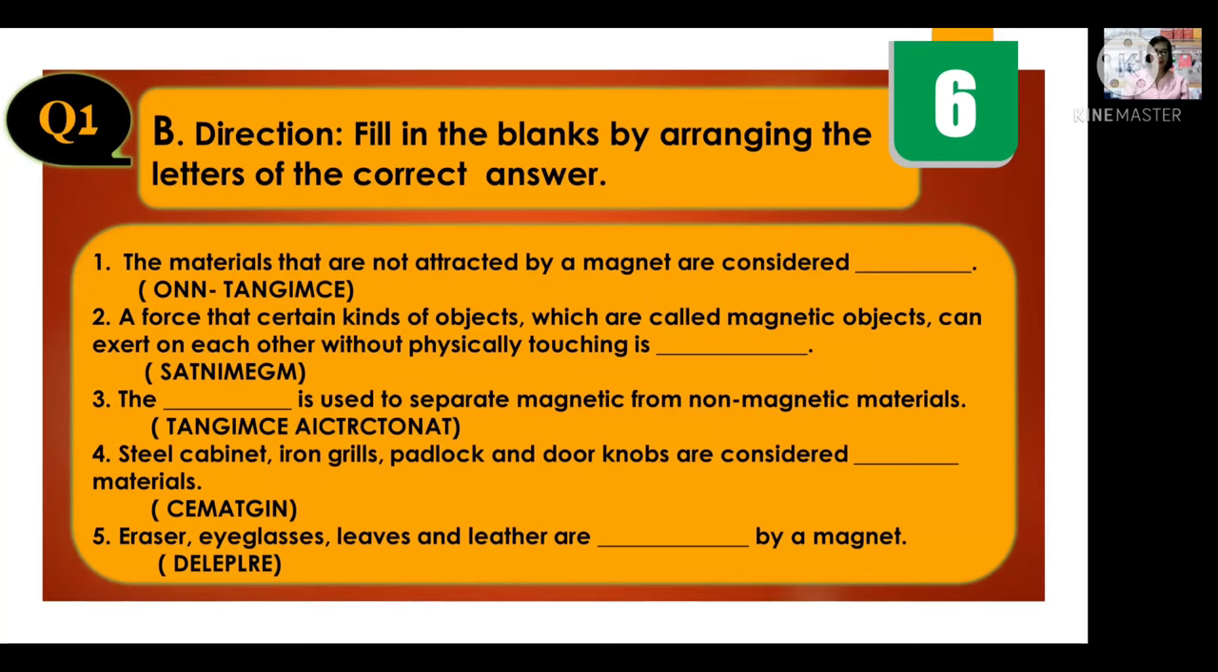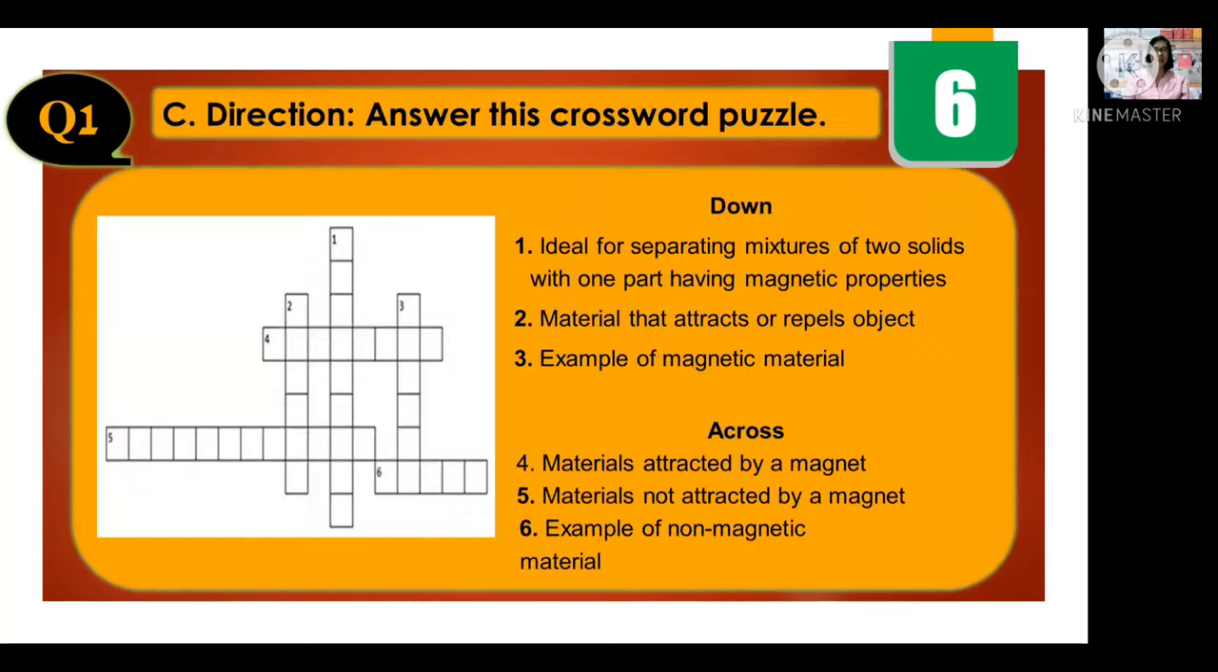Number four, steel cabinet, iron grills, padlock, and doorknobs are considered blank materials. And number five, eraser, eyeglasses, leaves, and leather are blank by a magnet. Very good. You have finished your second activity. Let us now go to the third one.